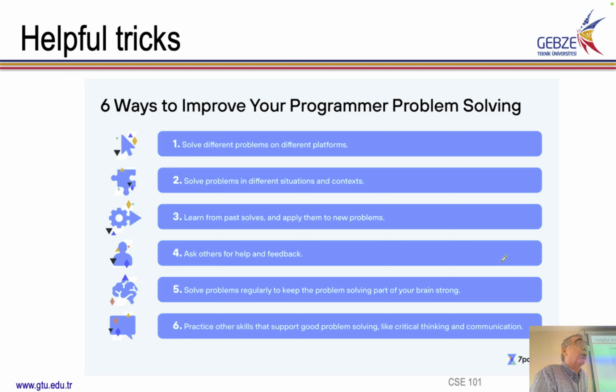Don't work like medieval inventors. Only one person in a chateau, right? No. There are resources, there is help, there is a community, okay? Five, solve problems regularly to keep the problem solving part of your brain strong. Keep yourself intelligent, okay?